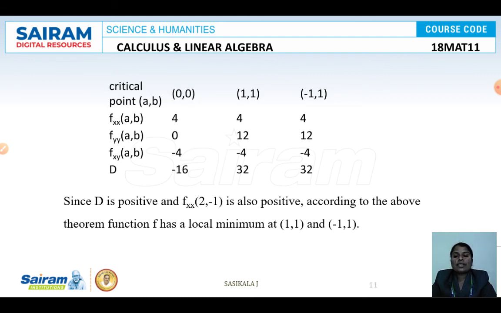Now we need to check all the critical points. For fxx, fyy and fxy, you can write the D value, which is the product of fxx and fyy subtracted by the square of fxy. Substituting, at (0, 0) we get 4 times 0 minus (minus 4) squared, which gives D equal to minus 16, and at the other two points D is 32. So D is positive at (1, 1) and (minus 1, minus 1), and the local minima are at (1, 1) and (minus 1, minus 1).